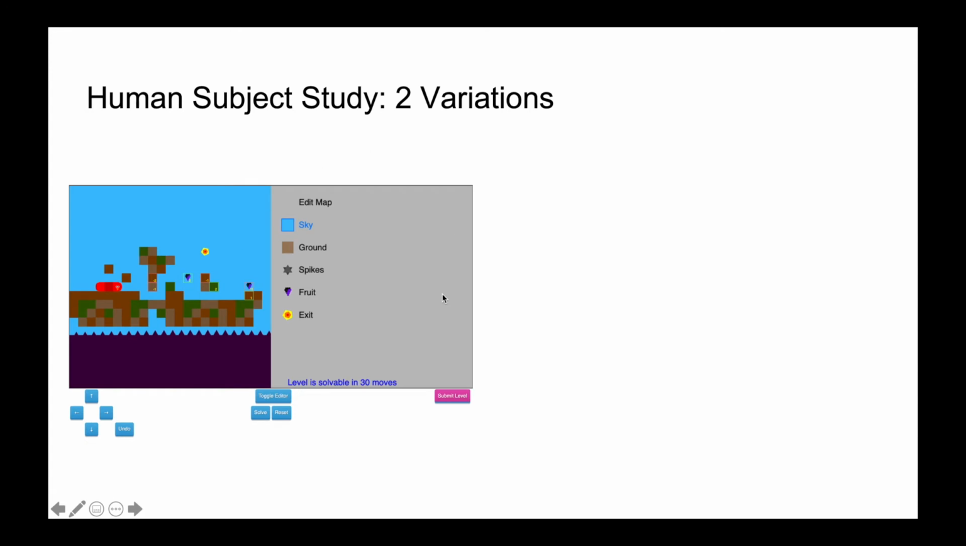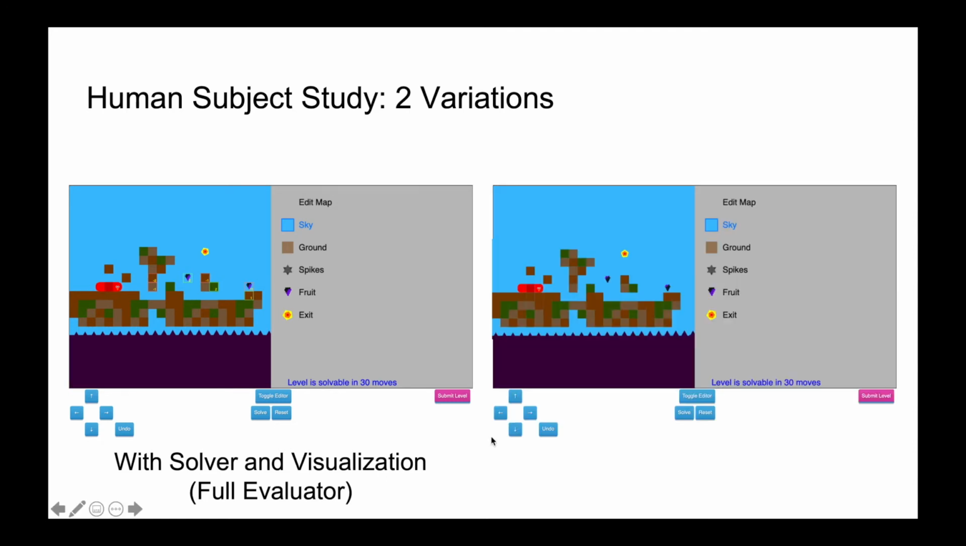So the first is the one that I've already pitched to you. We had our full solver and visualization on. We think of this as our full evaluator, because the solver is being used to find the minimum solution lengths, and then the visualization is actually visualizing the largest minimum solution lengths, right?